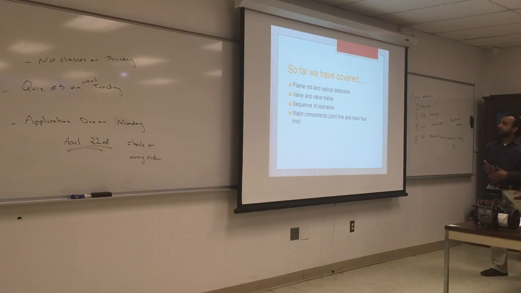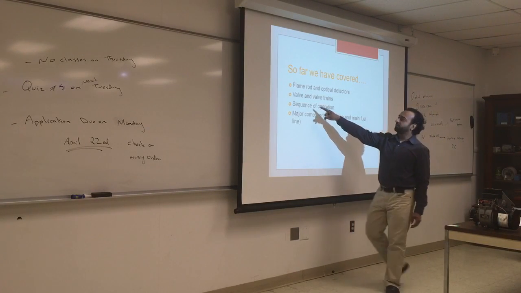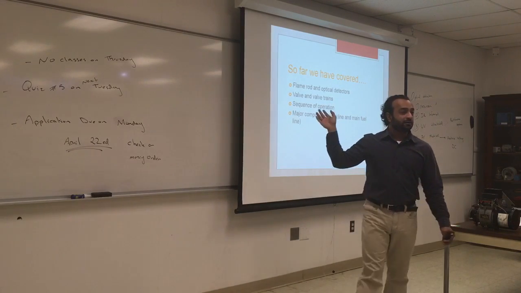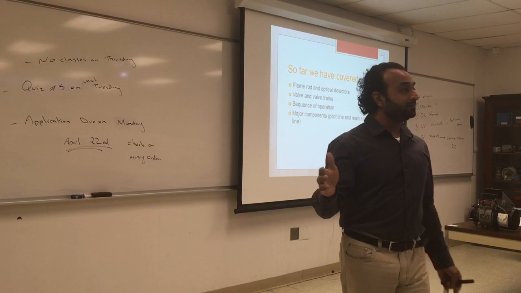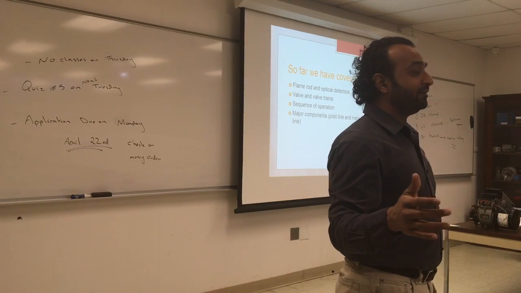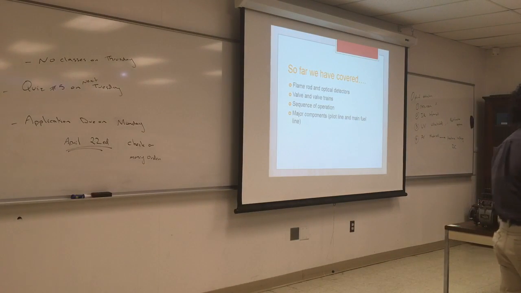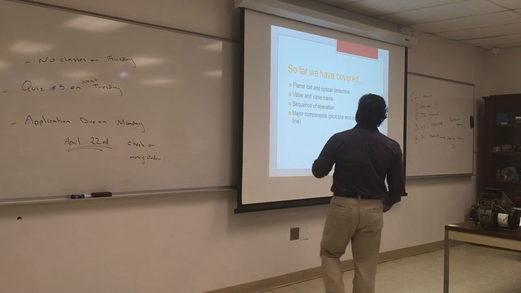So we talked about flame rods and optical detectors. We talked about valves and valve trains, and we said what are they arranged on what basis? We have a lot of valves. We have solenoid valves, motorized valves, check valves, pressure relief valves. They control the flow of fuel to combustion. But the amount of the train is decided based on what? The amount of BTU, right? So for each BTU you have a different gas train. These are the size of the boiler and BTU.